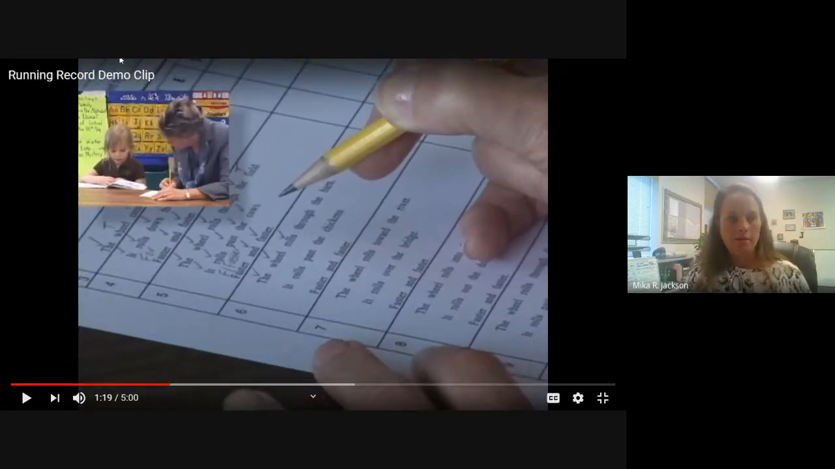So I'm going to stop it right there. I think that gives you a pretty good visual of what it looks like to take a running record. You could see that even when the girl goes faster, she did the F and wrote faster. So she's getting a pretty good representation. I'm going to go back to our PowerPoint.